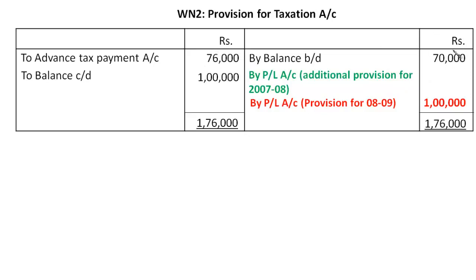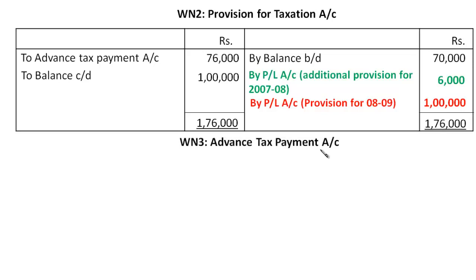Provision made is only 70,000, so 6,000 is made. So in this way we have accounted for provision for taxation. What we should keep in mind is this tax payment is cash outflow, so this should come in use of funds, whereas this is the P&L provision that has been provided in the current year, and this 6,000 is also provided in the current year, so both should be considered in funds from operation.